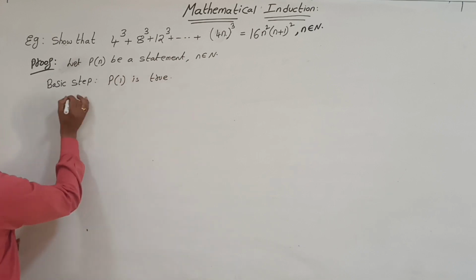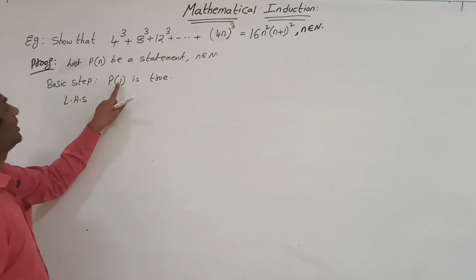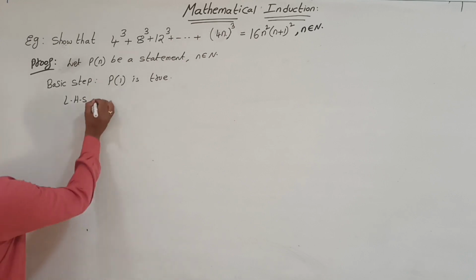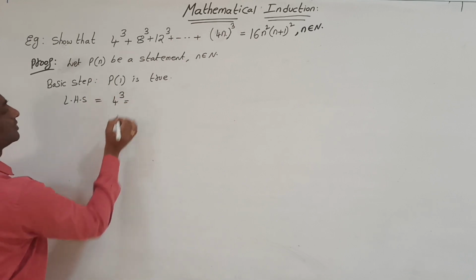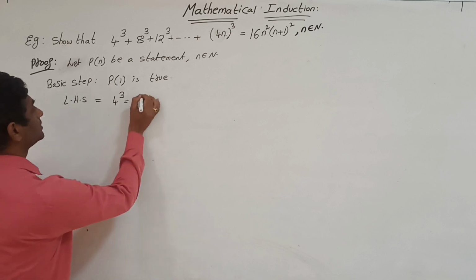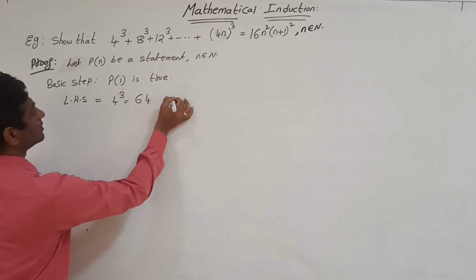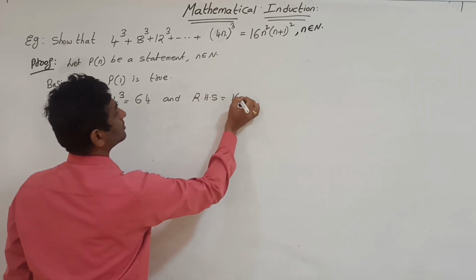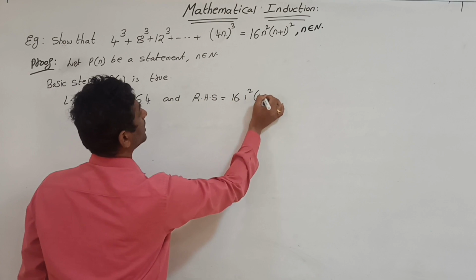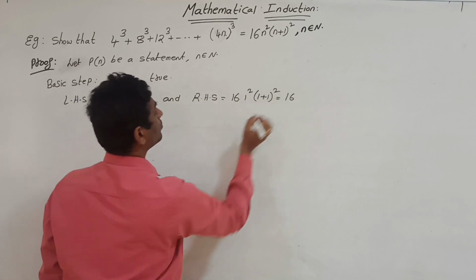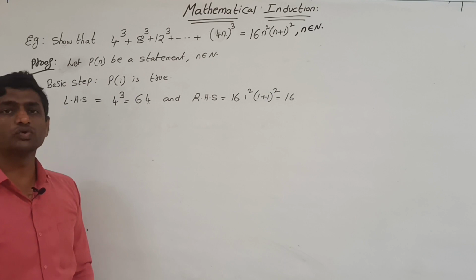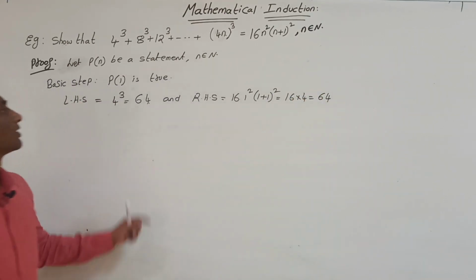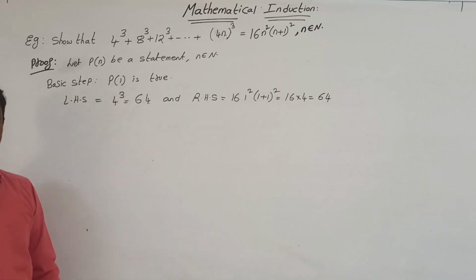How can we check? What is LHS? If you put n is equal to 1, 4 into 1 whole cube, you will get 4 cube. So LHS is equal to 4 cube, that is 4 into 4 into 4, that is 64. And RHS is 16 into 1 square into 1 plus 1 whole square. 16 into 1 square is 16, 1 plus 1 whole square is 4, and 16 into 4 gives 64. So the given statement is true for n is equal to 1.